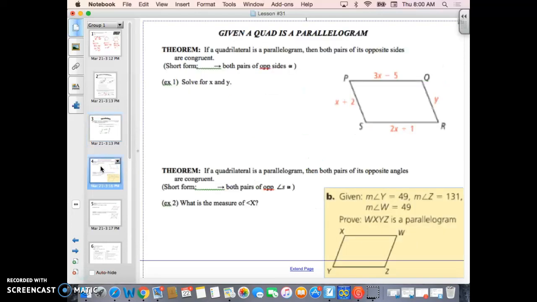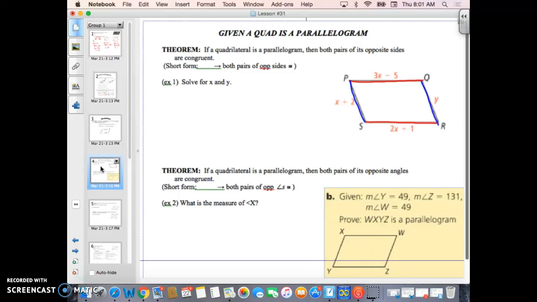All right, so let's talk about some theorems. We've already discovered the theorems, now we're just going to put a name to them. So if a quadrilateral is a parallelogram, then both pairs of opposite sides are congruent. So what does this mean? That means that this side is congruent to this side, and this side is congruent to this side. So for this parallelogram, I want to solve for x and for y. So I'm looking at this.